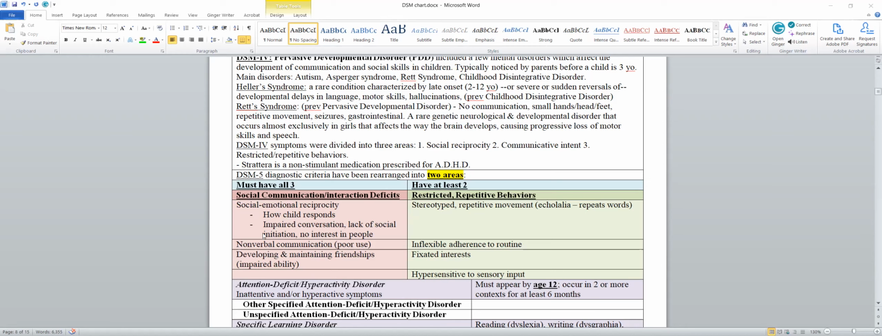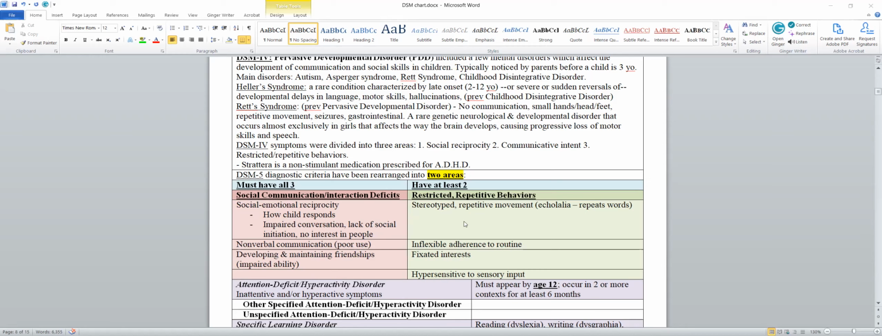Number 2, under the same area, nonverbal communication or poor use of. And 3, developing and maintaining friendships. Is there an impaired ability? And so there must be all 3 from this area as the diagnostic criteria.